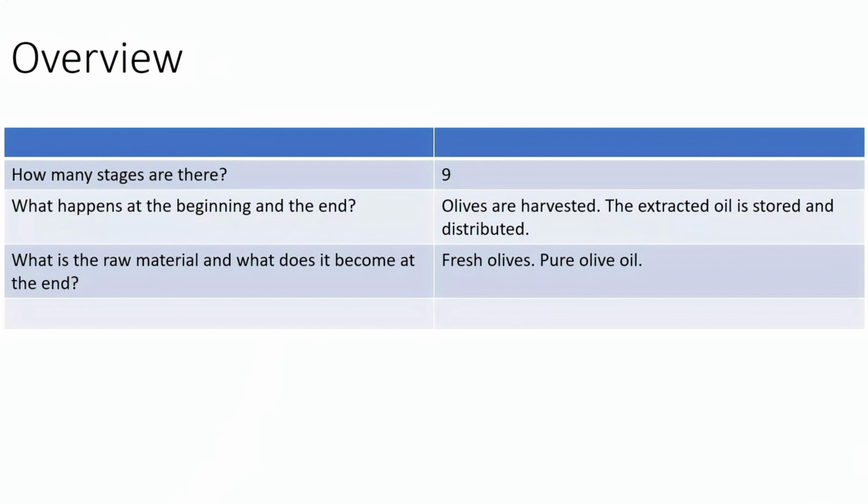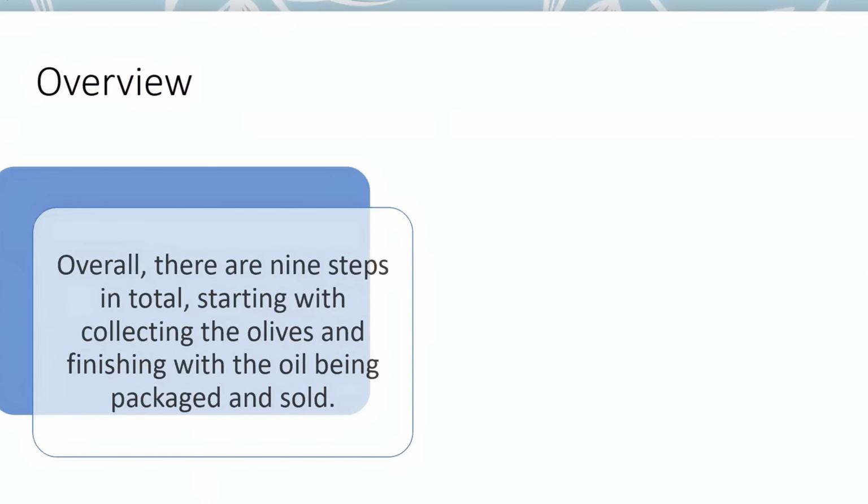And what is the raw material and what does it become at the end? Well, the raw material is fresh olives, and in the end, it becomes pure olive oil. So, this information we can now put into our overview. Okay, so here is our overview. Overall, there are 9 steps in total, starting with collecting the olives and finishing with the oil being packaged and sold. So that's our first overview. Can we improve it? Here we go.